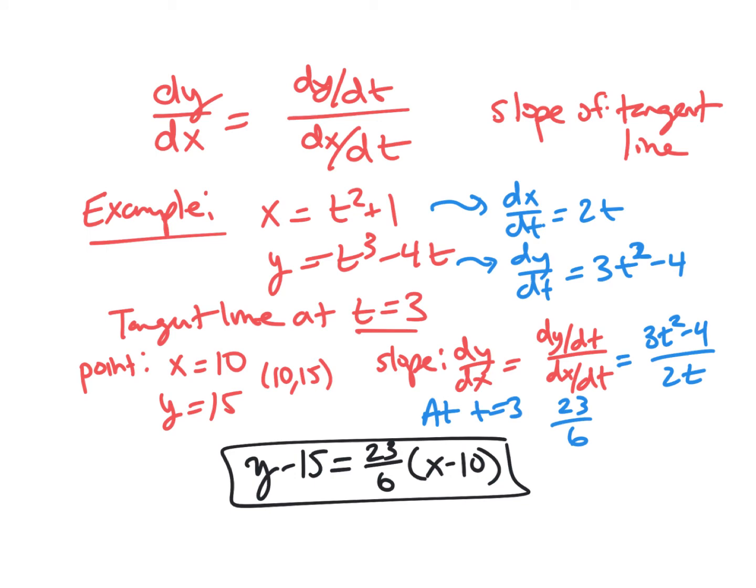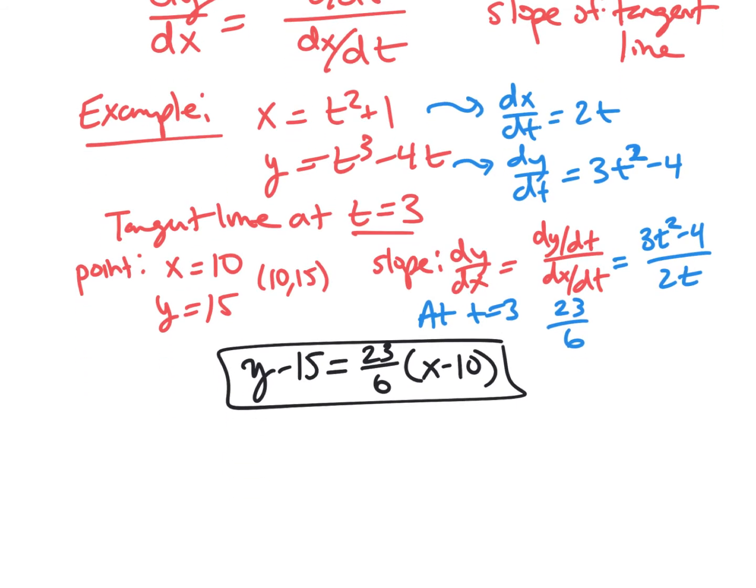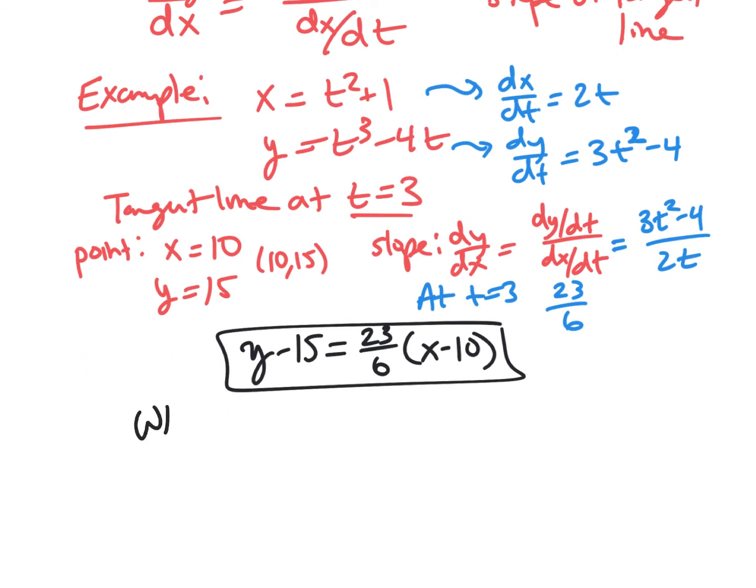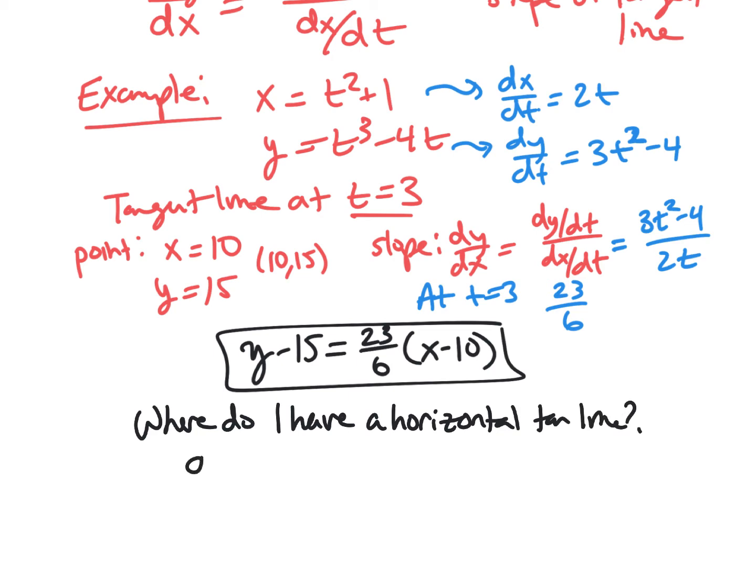All right. What if I wanted to know where this is horizontal? Where do I have a horizontal tangent line? So this is asking me when dy/dx is equal to 0, right? Well, we can set that up. So dy/dx is 0, and of course, this is still (3t² − 4)/(2t). So when is this going to be true?